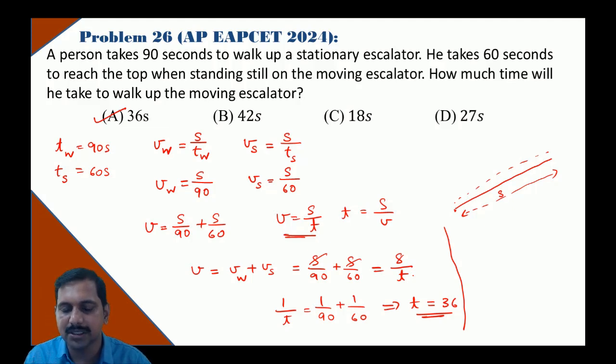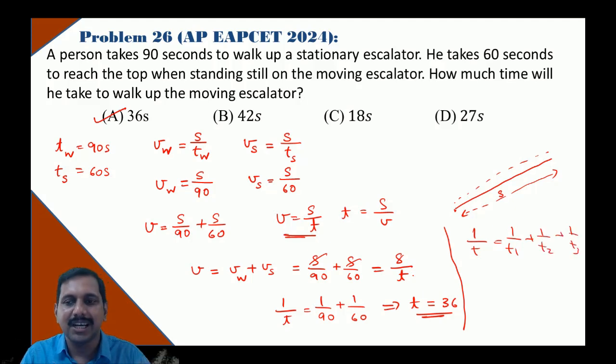Okay, if he is taking so much time for that distance, and the train is taking so much time for that distance, like that, this can be very much used. The total time taken, when it is stationary, is 1 by T equal to 1 by T1 plus 1 by T2 plus 1 by T3, if a lot of velocities are combined together. This one particular formula we can keep in mind, and that will help us to solve questions faster.